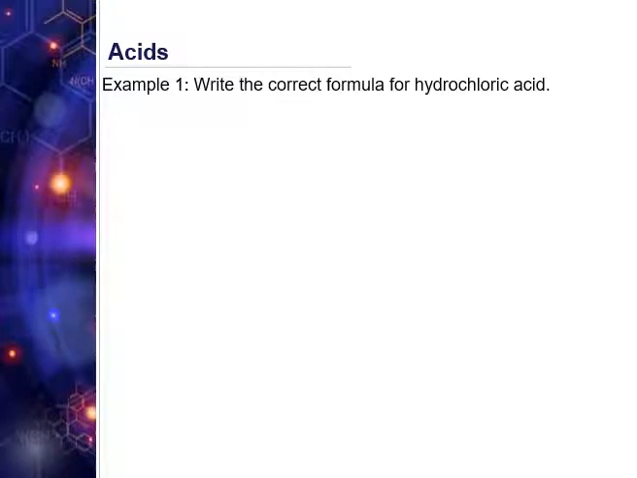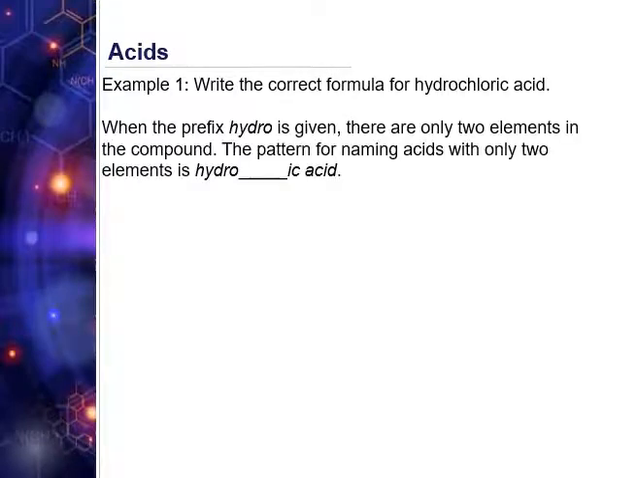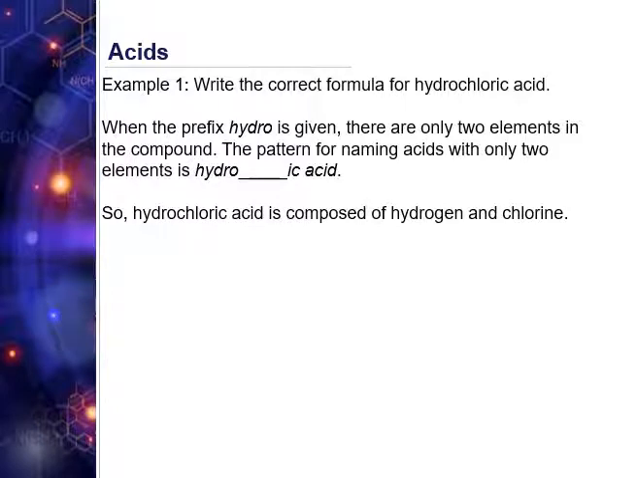Acids. Example 1. Write the correct formula for hydrochloric acid. When the prefix hydro is given, there are only two elements in the compound. The pattern for naming acids with only two elements is hydro, root word of the second element, and then the suffix ic and the word acid.